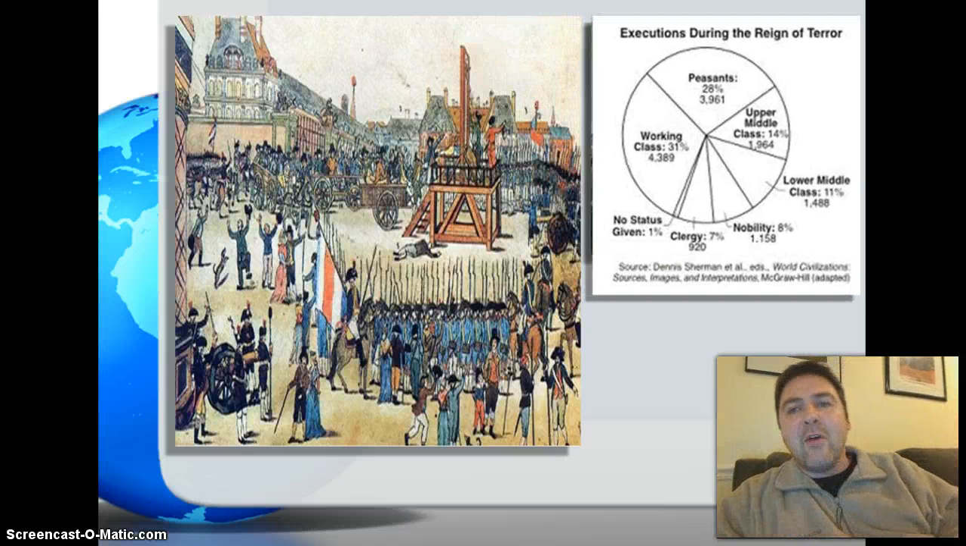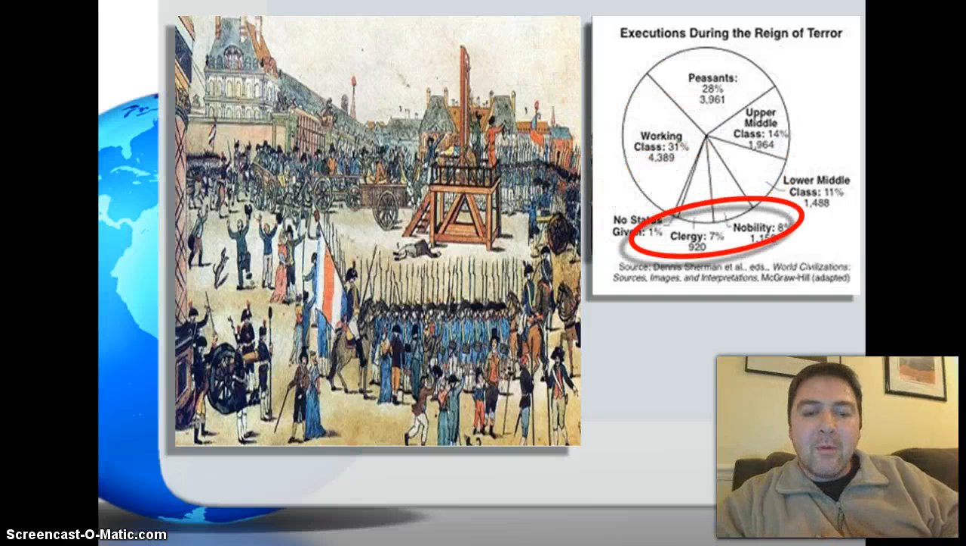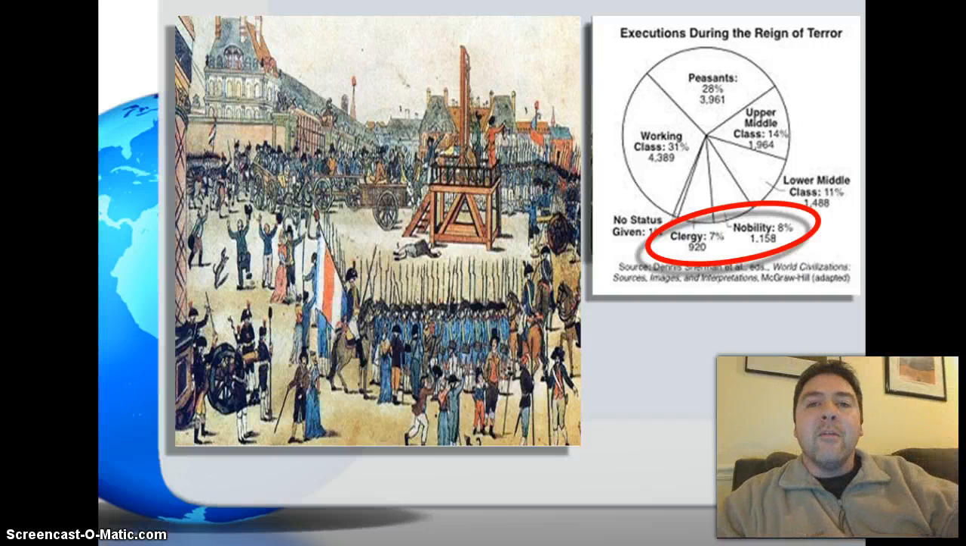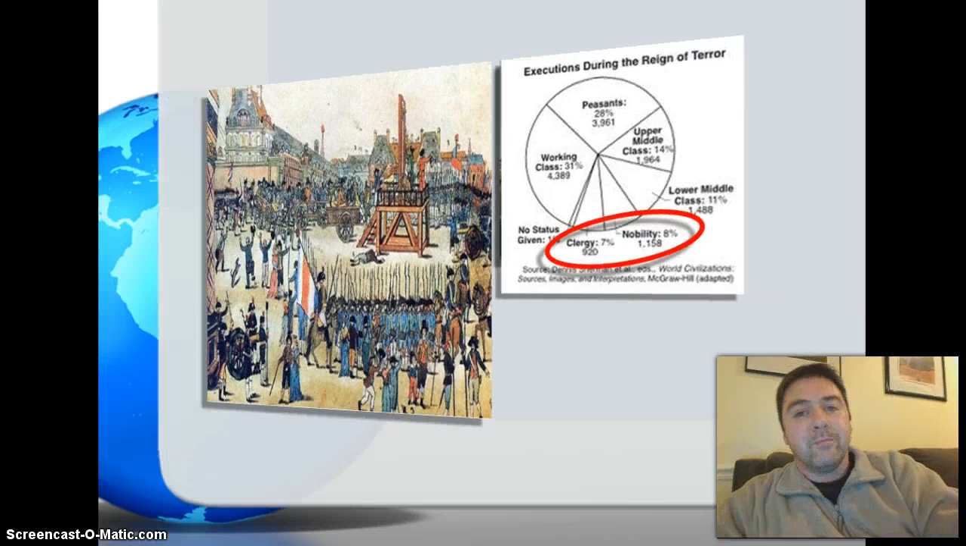The irony of all this, though, is that most of the people actually killed in the Reign of Terror were not from the First and Second Estate. They only made up about 15% of the people killed in the Reign of Terror. Most of the people killed actually were from the Third Estate.